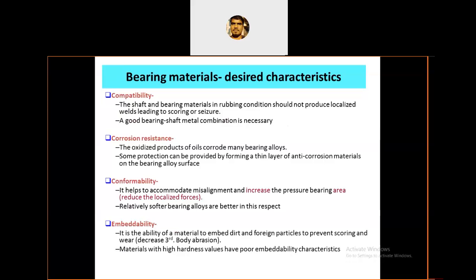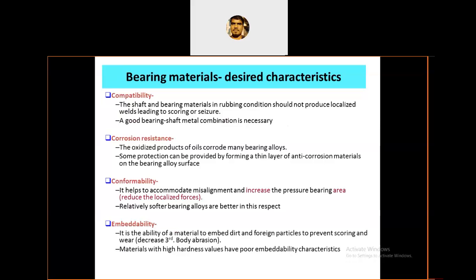If the localized forces increase, what happens? It may lead to localized stress. If stress increases, it may lead to strain. Strain means deformation. Clear? Again, it may increase the fracture or failure of the component. That we should decrease. Clear? And relatively soft materials, bearing alloys, provide this better. By using a soft material, we can reduce them. And the next property is embeddability.